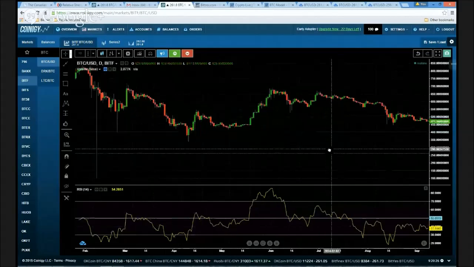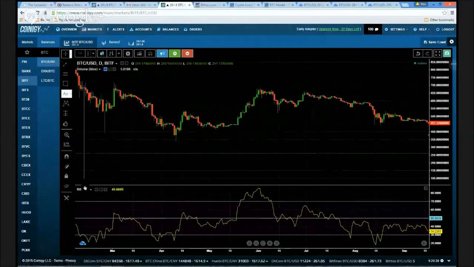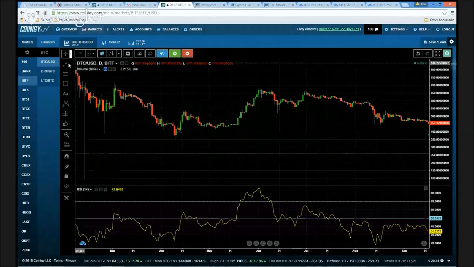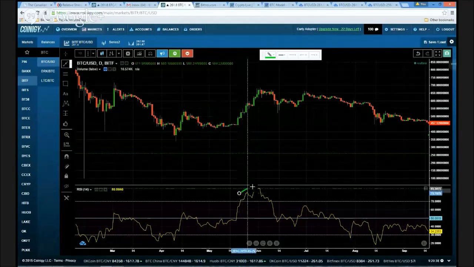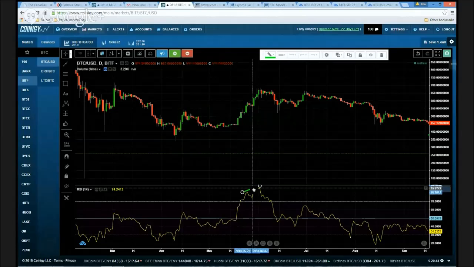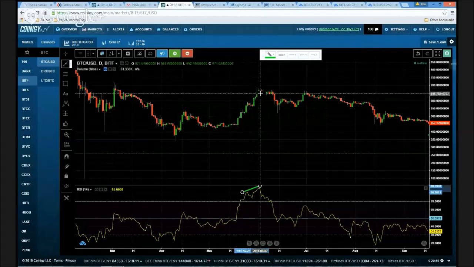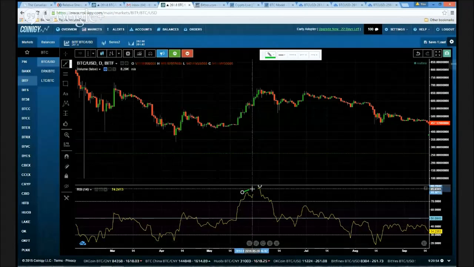Here's an excellent one. Actually, here's a couple of really good ones. So again, this is just the default relative strength index, nice and simple. And if we take our little drawing tool, we notice that the RSI made a higher high here, right? Just like that. Actually, that's probably not the best divergence. Let's do this one. This one's nice and sexy.